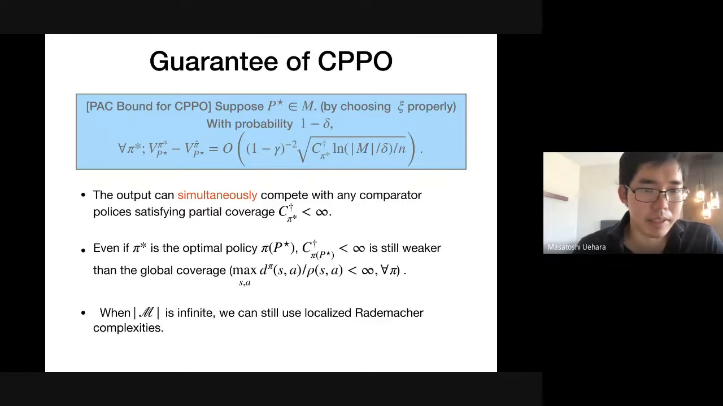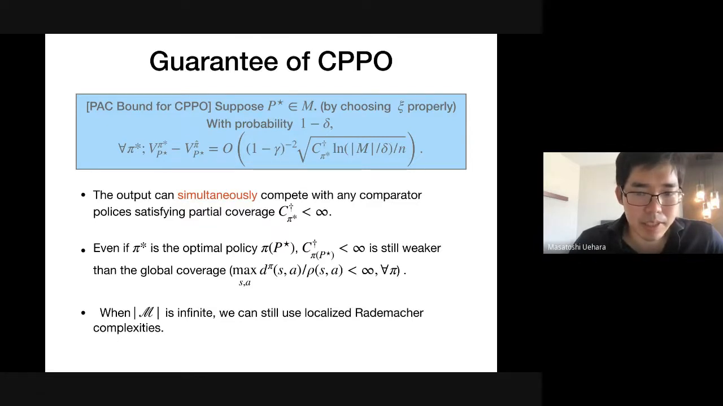And the important thing is this equation holds uniformly for any policies without incurring log of the policy class size. And another thing is, let's consider the case where you want to compete with the optimal policy pi star. In this case, you need the assumption that C dagger pi star is less than infinity. This is still weaker than the global coverage assumption, because that requires coverage for any policies. So that's why this result is nice. And also, I implicitly assume the model class is finite, but even when M is infinite, we can still get the result using localized Rademacher complexities.